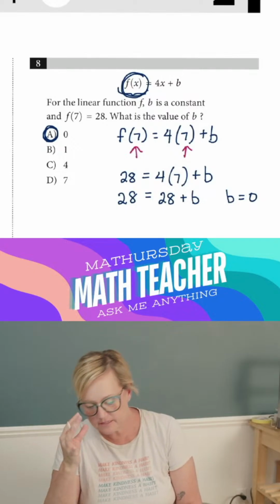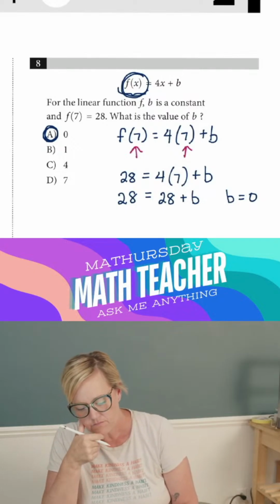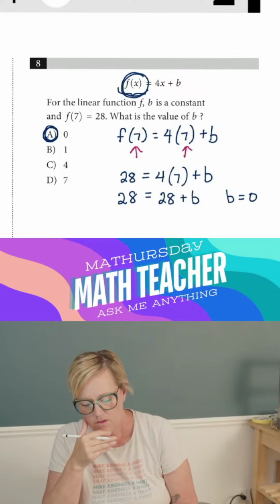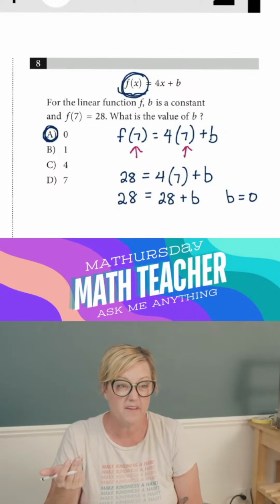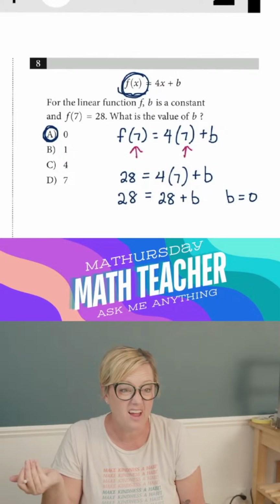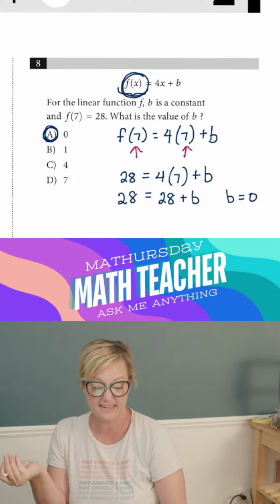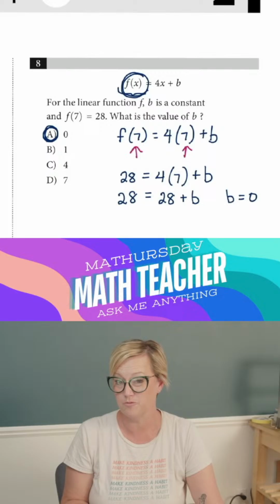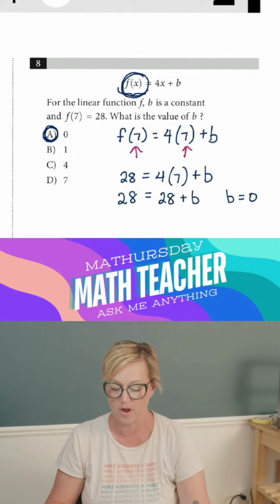So this is one way of solving it. But Scott, you may have a different way of solving it, and that's fine, as long as you end up with the answer being 0, that b is 0.